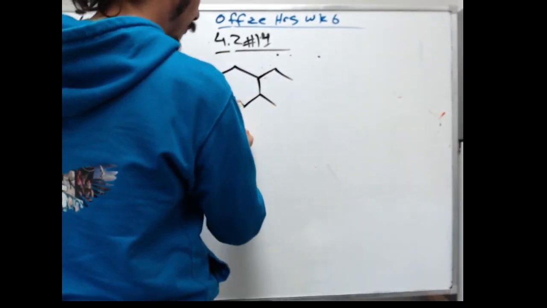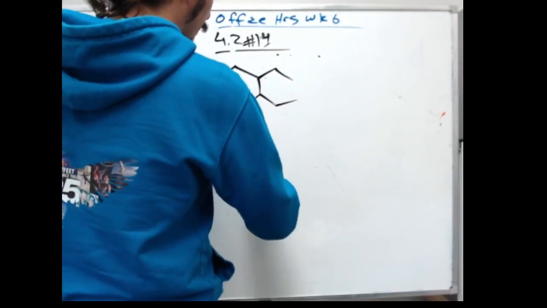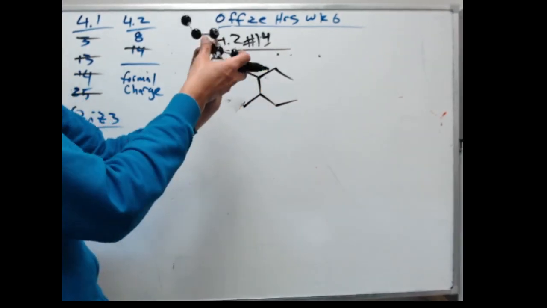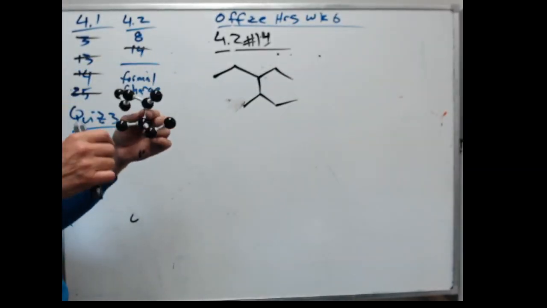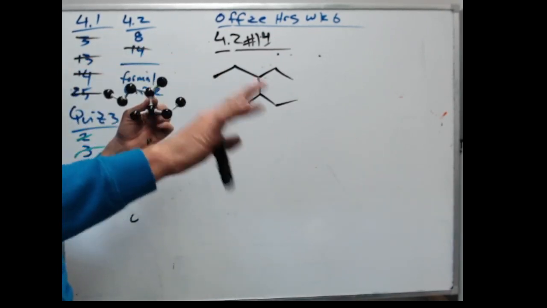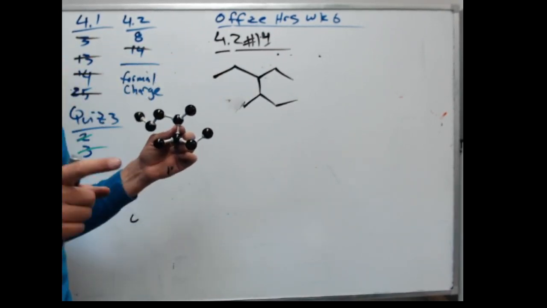Something like that. I think this extra one's over here actually, right? So we've got something like this. I already have it made with my model kit because it's been such a common question this week. And to have an isomer, we need two things. We need the same molecular formula, but a different Lewis structure.